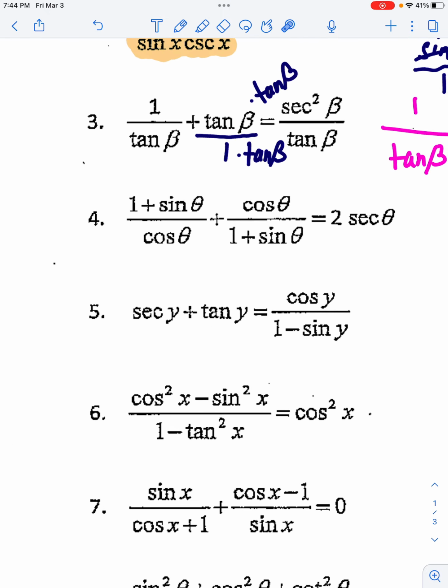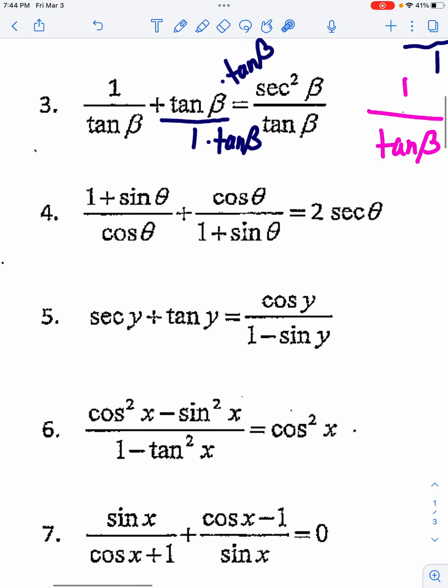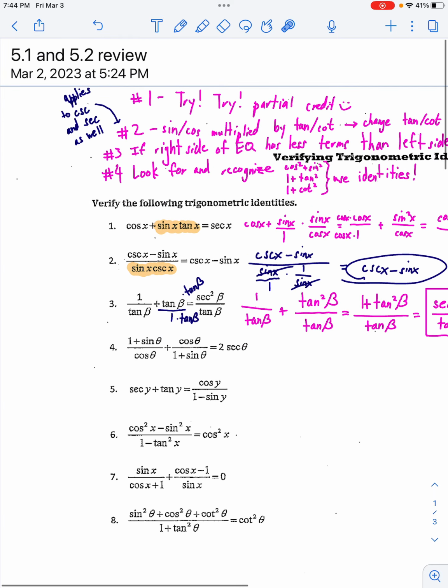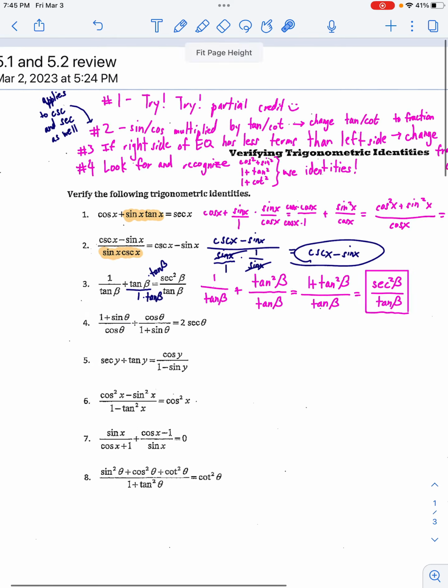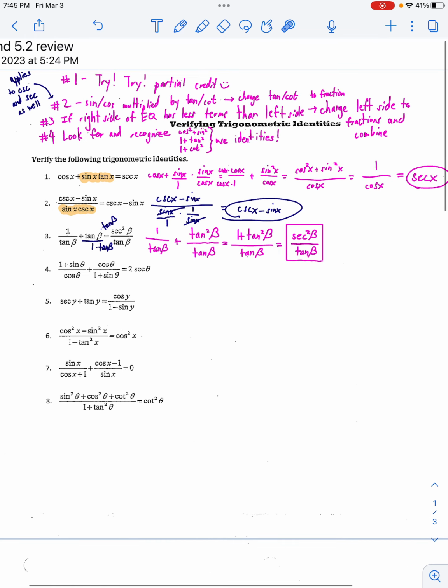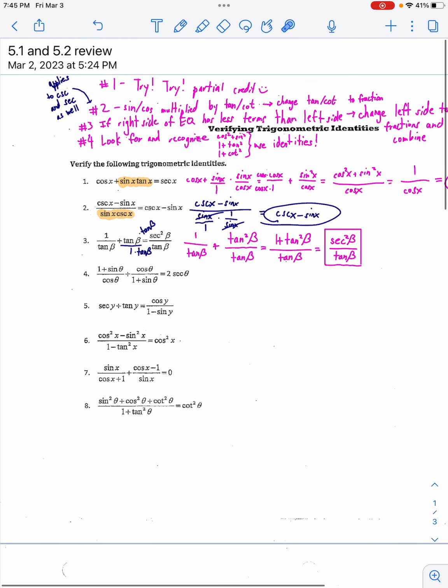All right. Which trick am I going to use here? What do you think? Well, the right side of the equation only has 1 term. The left side has 2 terms, so I probably need to combine these fractions. That's using trick number 3. They love that one.